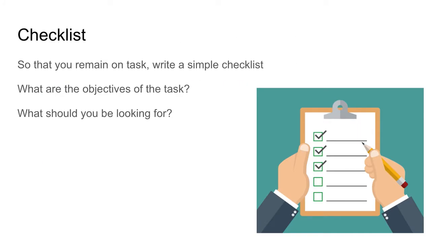So when you're collecting your data, it's really important to think about what am I collecting this for? So that you remain on task, write a simple checklist. Maybe you need to identify current patterns in urban cycling infrastructure. You're looking at how urban cycling infrastructure is used, possibly. So really look at the specifics of the task. What are the objectives? What should you be looking for? Provide yourself with a checklist. Write it out step by step and relate that back to the specifics of the task.